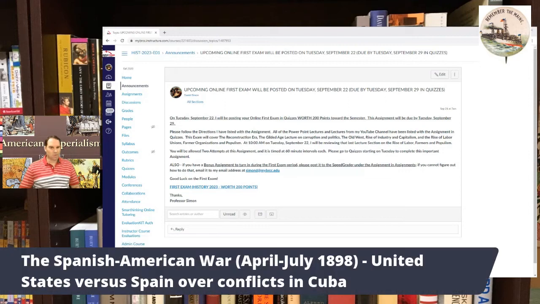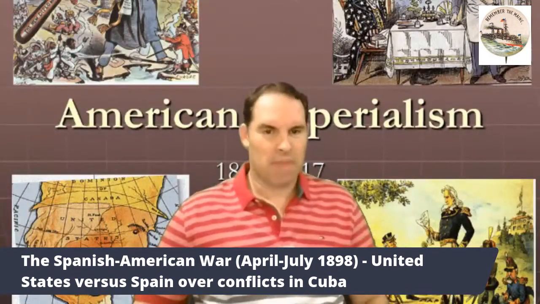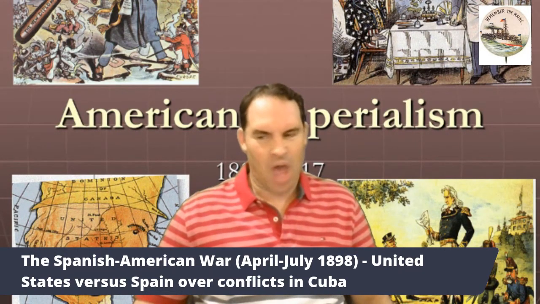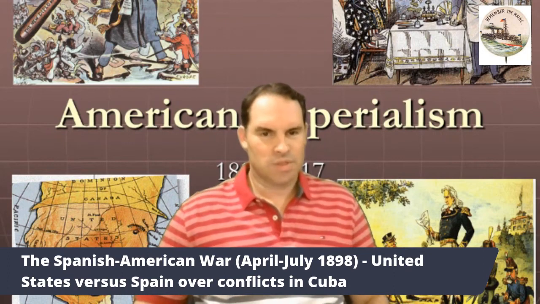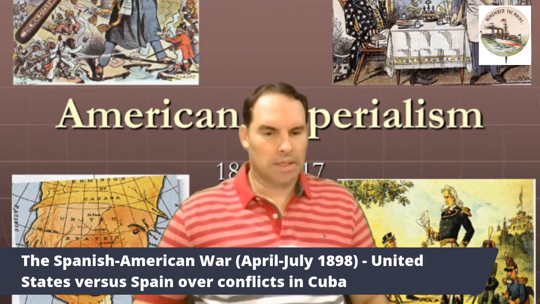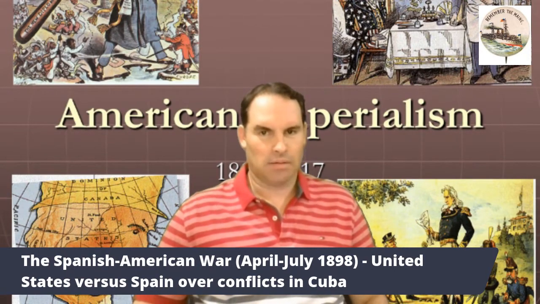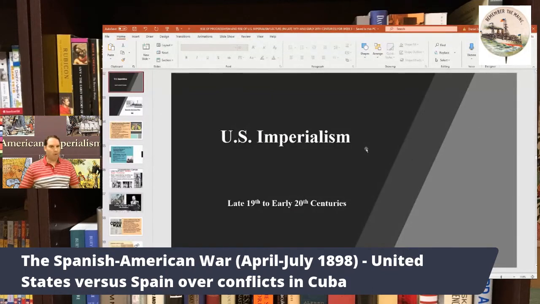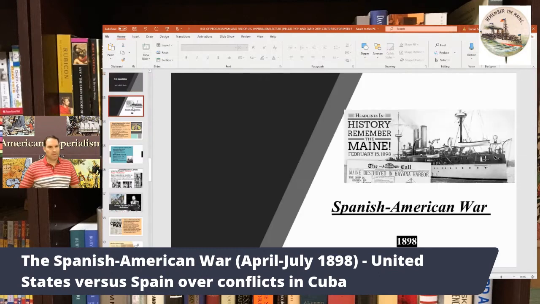The main thing we will be getting into today is the Spanish-American War, which occurred in mid-1898, April to July 1898. The United States fought against Spain. This is a continuation of the PowerPoint lecture that I have up here, which you can see there.